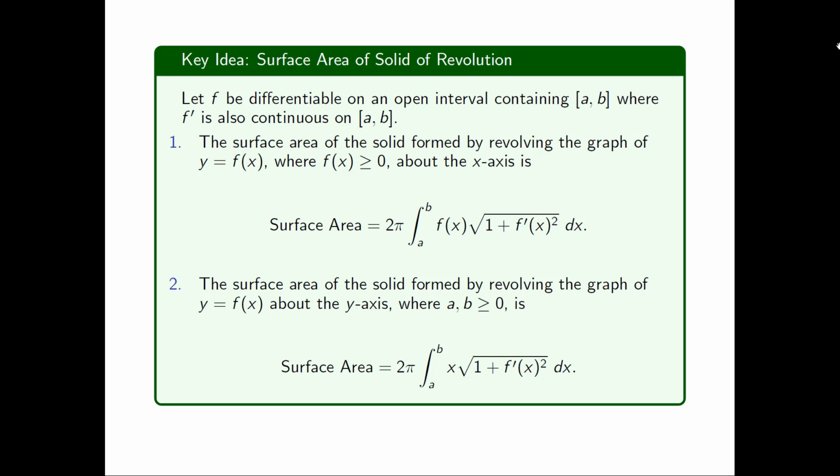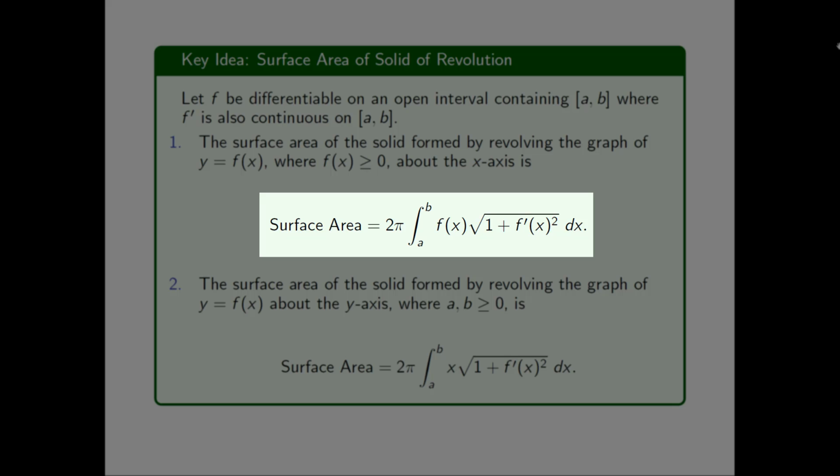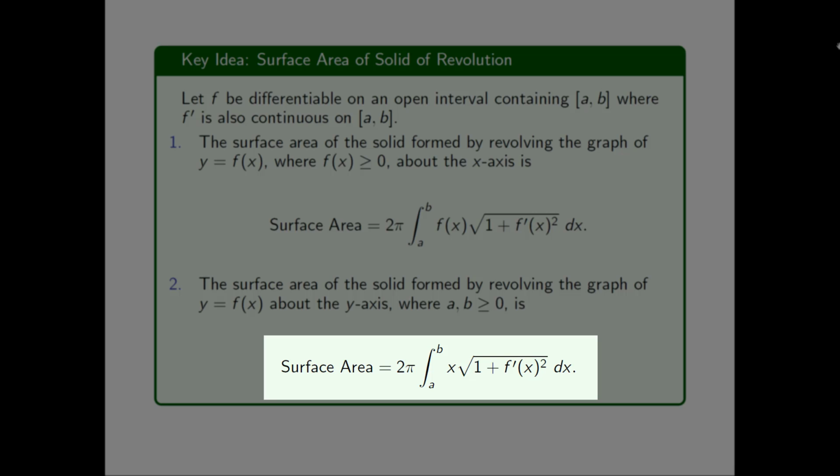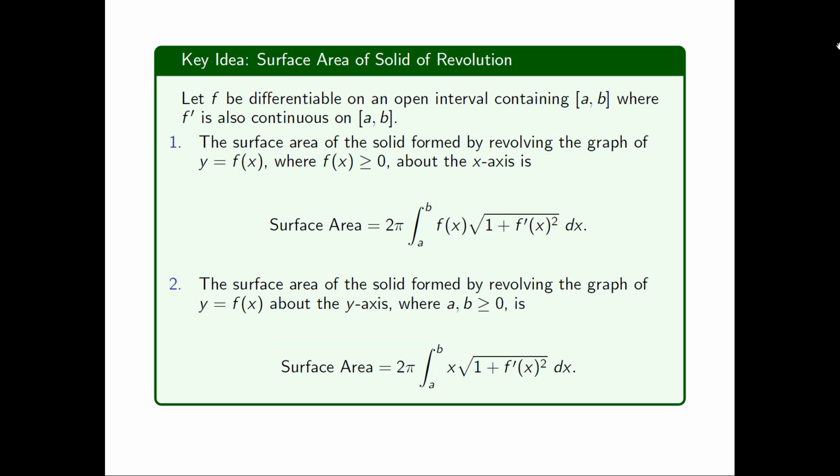And if that's the case, if we're revolving around the x-axis, the surface area is given by this formula, 2 pi integral from a to b of f(x) multiplied by the square root of 1 plus f prime of x squared. Whereas if we're revolving around the y-axis, it's actually a very similar formula, just slightly different. We get 2 pi, then the integral from a to b, and then we get x multiplied by this same square root. And the f(x) and the x here really are the radii, depending on which direction we're looking in.